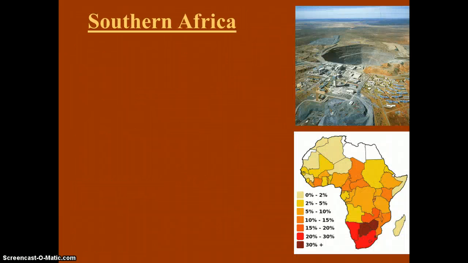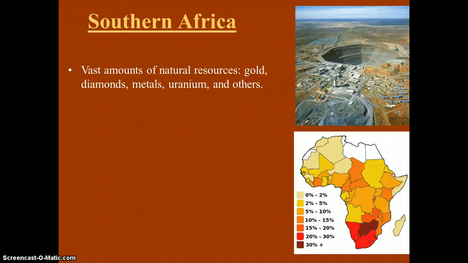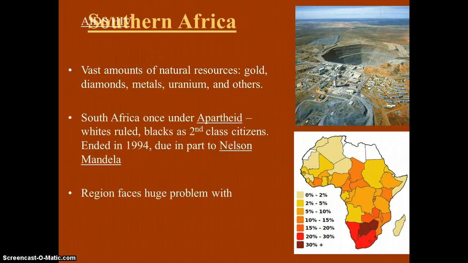Okay, Southern Africa. It's got vast amounts of natural resources: gold, diamonds, metals, uranium, and others. South Africa was once under apartheid. Whites ruled blacks as second-class citizens. That ended in 1994 due in part to Nelson Mandela. And the region faces huge problems with AIDS and HIV, a 25% infection rate or higher of the population here.